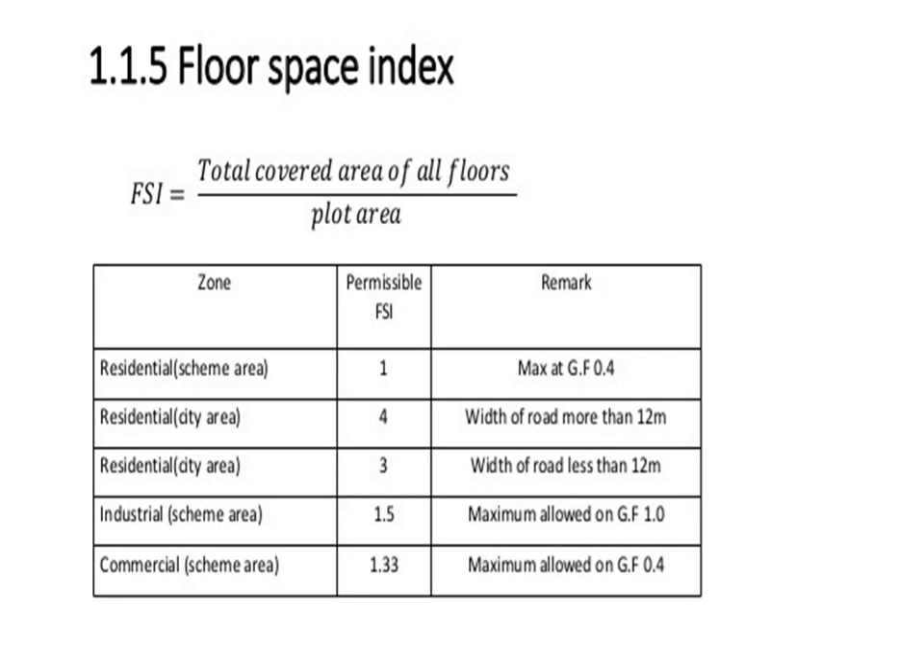Then the third zone is residential city area. In that particular case, the permissible FSI may be 3, but the width of road shall not be less than 12 meter. Then if it is an industrial zone, the permissible FSI may be 1.5. In that particular case, ground floor is 1. Commercial scheme area, the permissible FSI is 1.33. In that particular case, the maximum allowed ground floor should be 0.4.